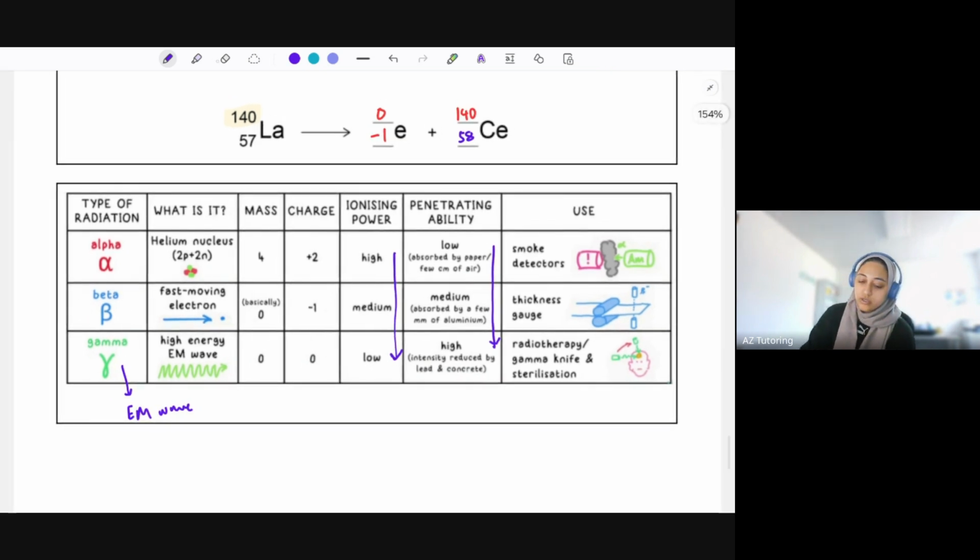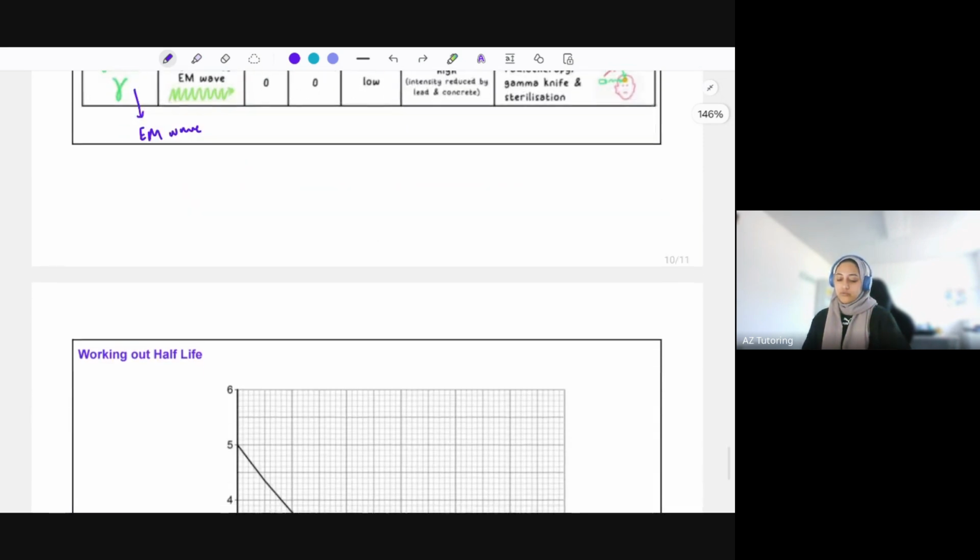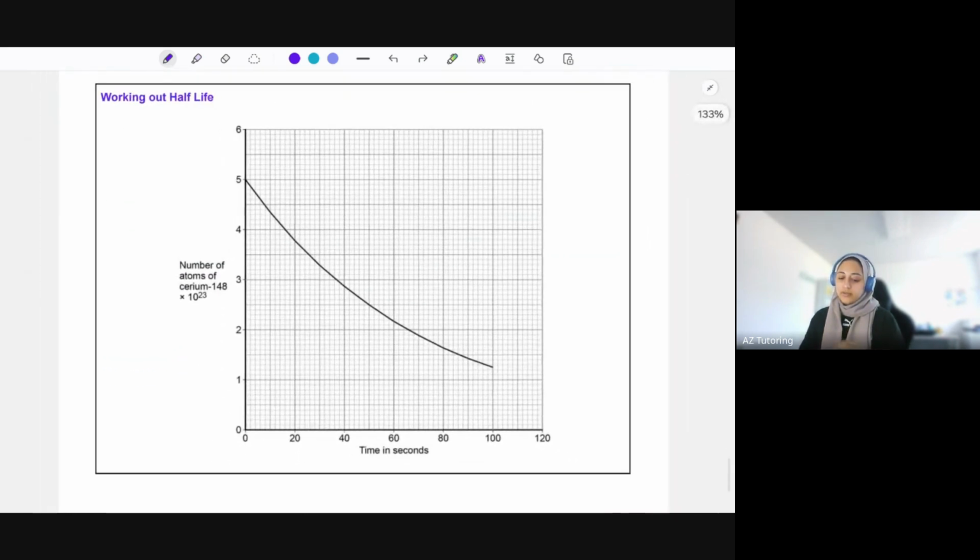You've got some uses that you need to know as well. So gamma is quite useful for radiotherapy, for sterilization of medical equipment, and so on. We can use alpha particles in smoke detectors. The reason why we can use them in smoke detectors is because they've got a low penetrating ability, so they can't get absorbed by the skin. So you might get asked, why are alpha particles good for smoke detectors? Because it won't penetrate skin, therefore causing cancer, because that's what radiation causes, right? So just go over that table is what I would say as well.